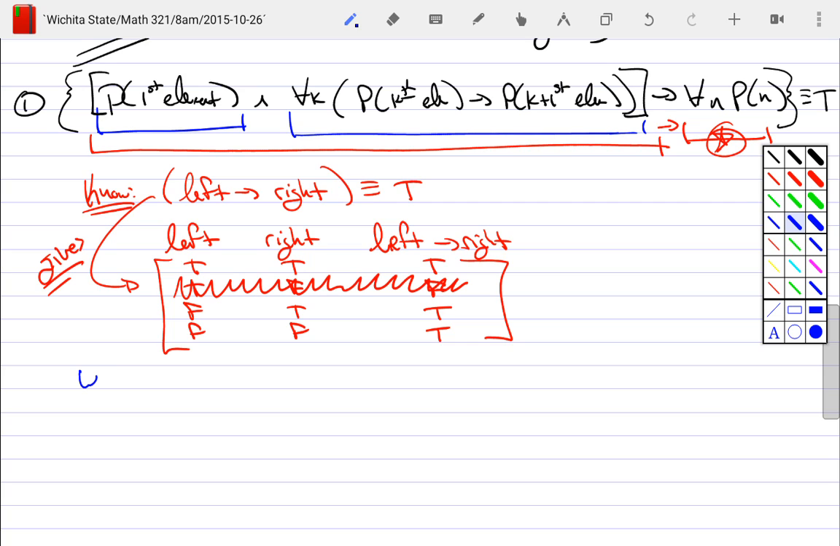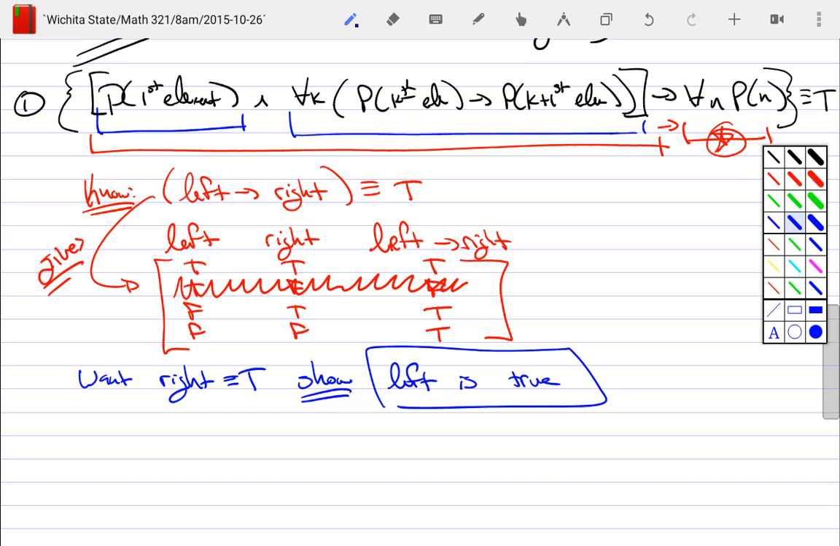So if we want the right to be true, show left is true. So that's what I've reduced my problem to. I want the right. I can't do it. It's too hard. Well, by this tautology, I will have done that if I can show the left is true. But what does it mean for the left-hand side to be true?